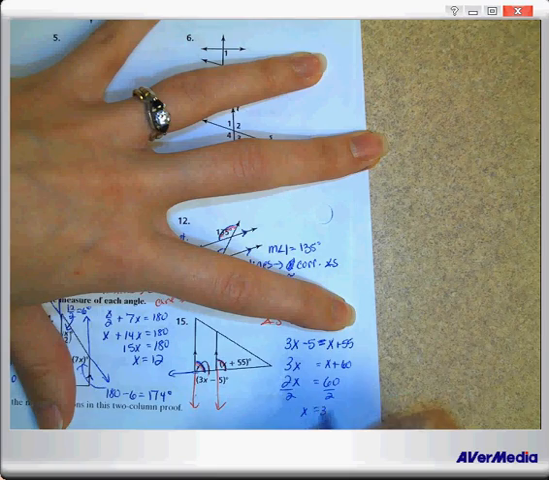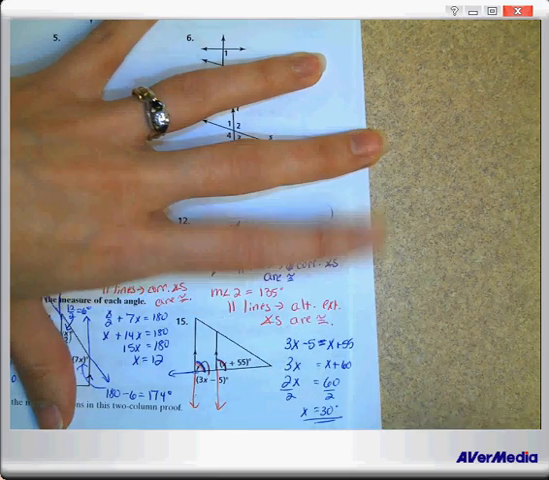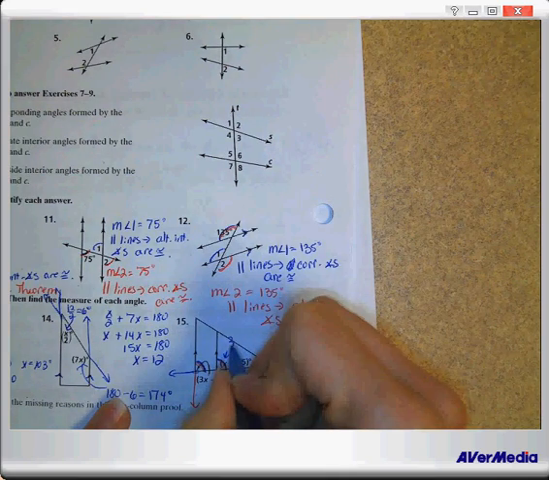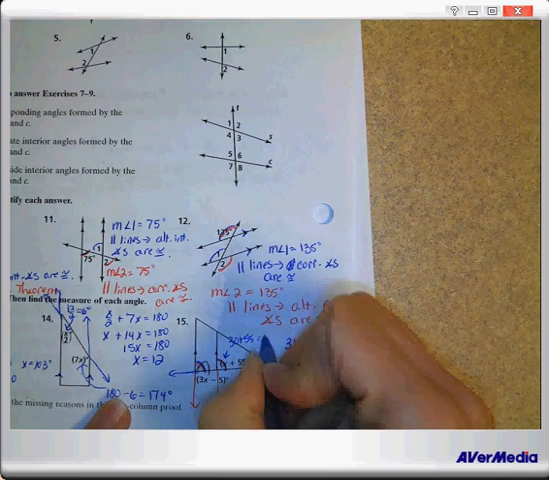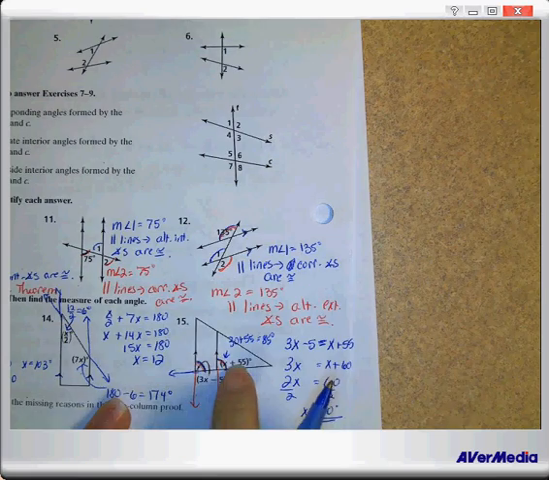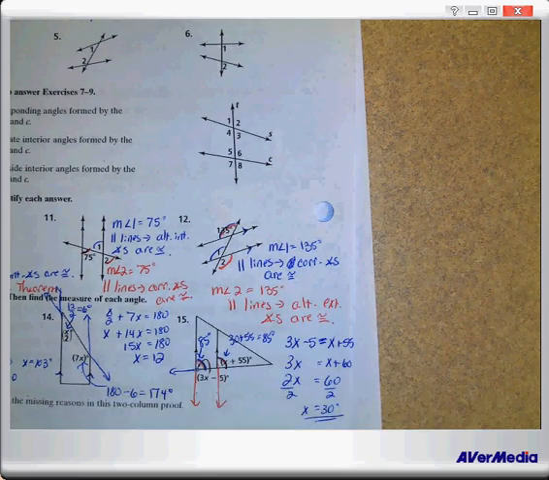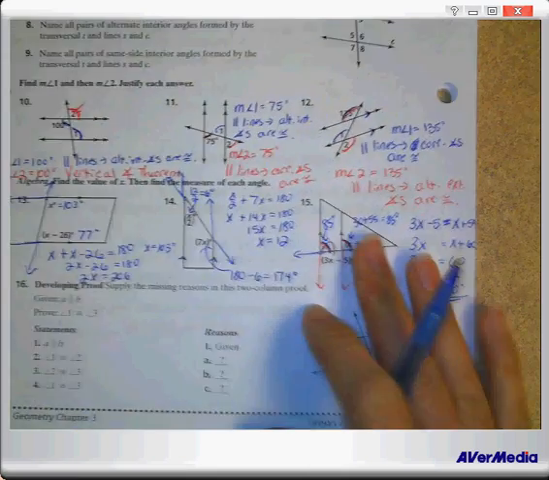All right, so that's x, but it says solve for the angle, so plug it in, and I get 30 plus 55. That's 85 degrees. Well, if this one's 85 degrees, what's this one have to be since they're congruent? 85 degrees. Wonderful.